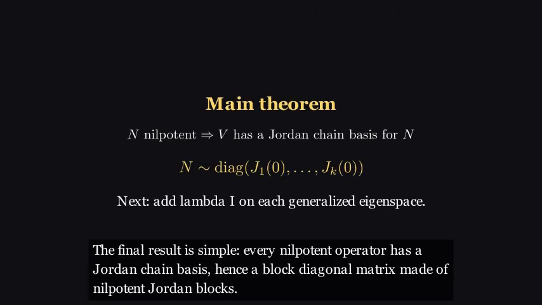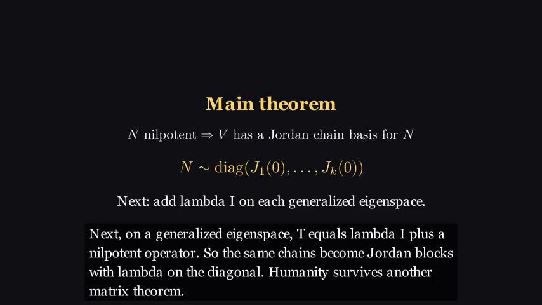The final result is simple. Every nilpotent operator has a Jordan chain basis. Hence a block diagonal matrix made of nilpotent Jordan blocks. Next, on a generalized eigenspace, T equals lambda I plus a nilpotent operator. So the same chains become Jordan blocks with lambda on the diagonal. Humanity survives another matrix theorem.